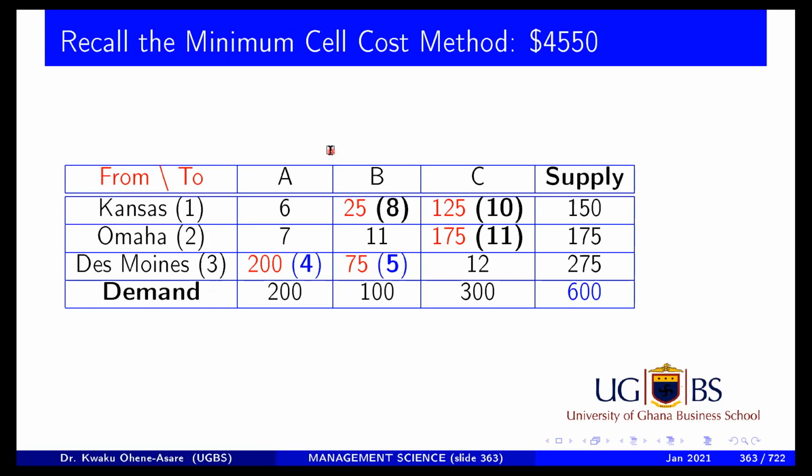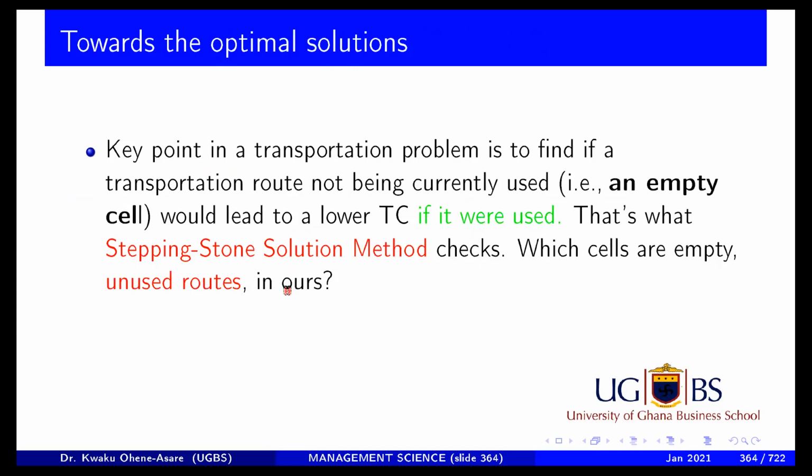Because remember, what the minimum cell cost was doing was to allocate, but once you have already been allocated, there is nothing more that can be allocated because it is going to conflict with the demand and supply constraints. And so there are some of them, like 6 and 7, that we did not touch because they would violate the demand requirement. So the question now is, are there some cells that have not been used that could have actually yielded a lower cost? That is what the stepping stone is looking at.